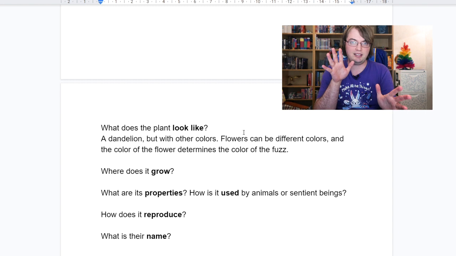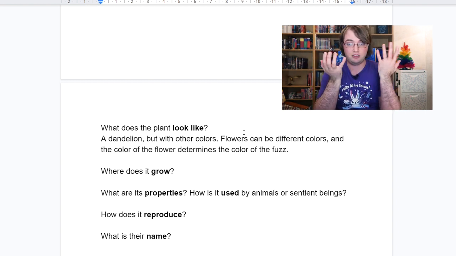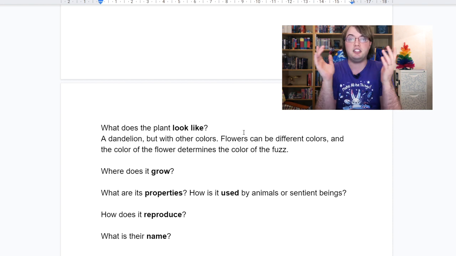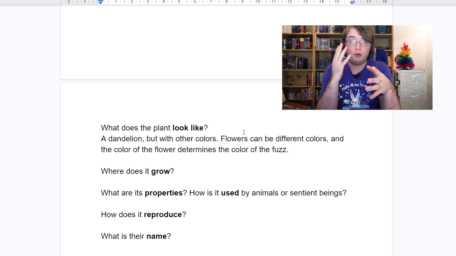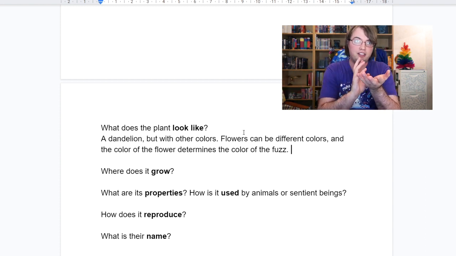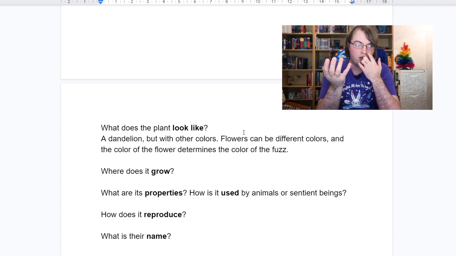But I'm not going to make it the same color. The flower and the fuzz are going to be different colors, because they are in dandelions. They're yellow flowers and then white fuzz. So they're going to be different colors, and they can be all colors, because I love colors. So they can be like purples or blue or red or yellow or all of that. And then the color of the fuzz is maybe a different nuance of the same color, or like the opposite color of a color wheel or something.